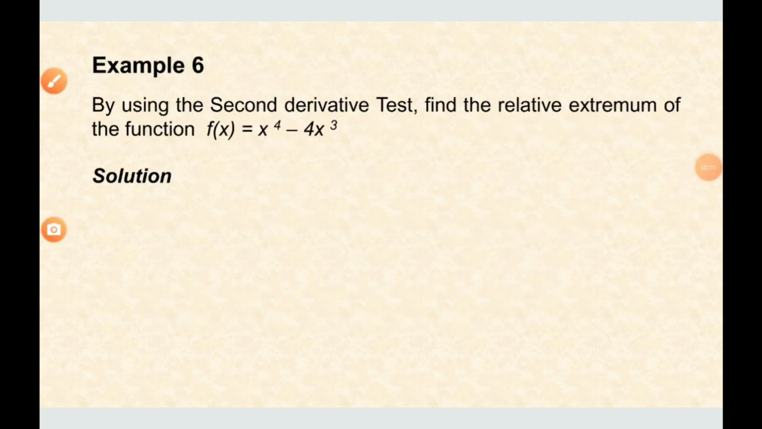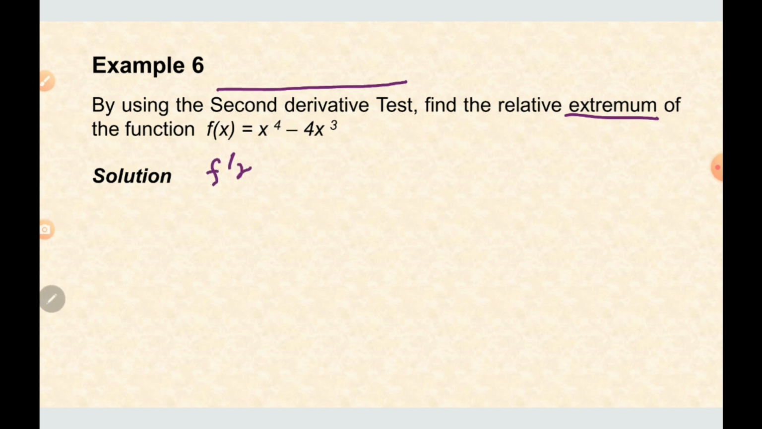Number 6. By using the second derivative test, find the relative extremum of the function f(x) equals x to the power of 4 minus 4x cubed. The question asks you to use the second derivative test, so you have to follow the question. You cannot use the first test. Okay, now what you need to do is, firstly, you have to differentiate f.